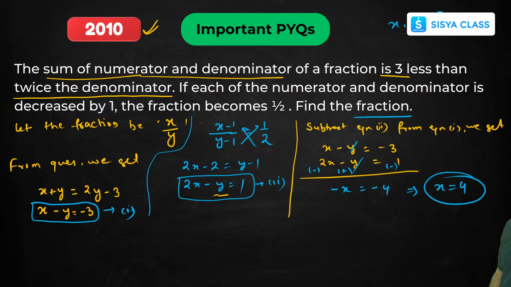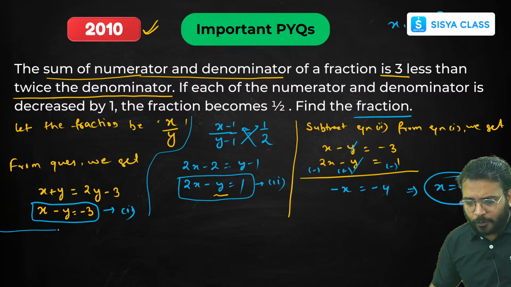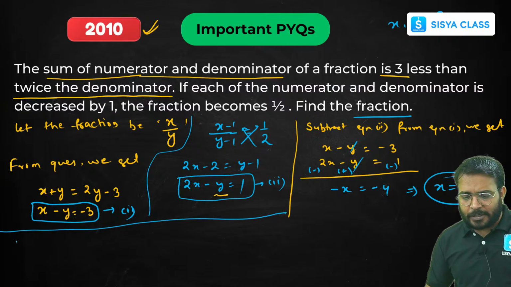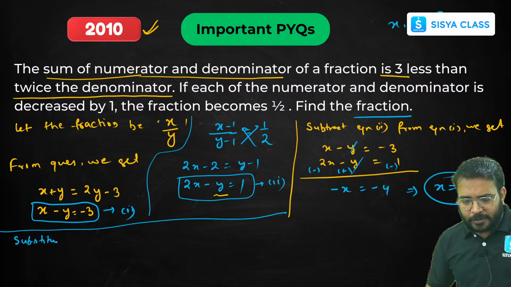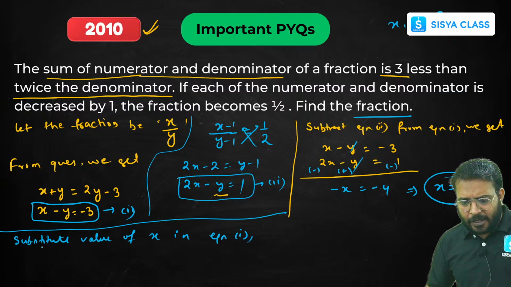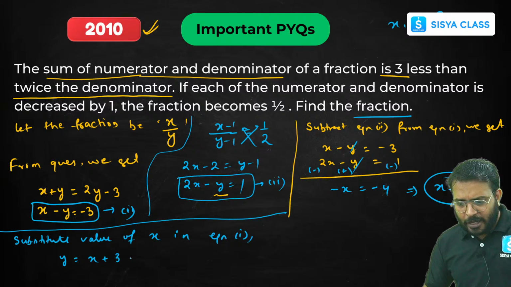Now let's substitute this value either in equation 1 or in equation 2 in order to get the value of y. So let's substitute the value of x in equation 1. What will I get? x minus y, so y is going to be x plus 3, and x is 4, and 4 plus 3 is going to be 7. Yes or no?